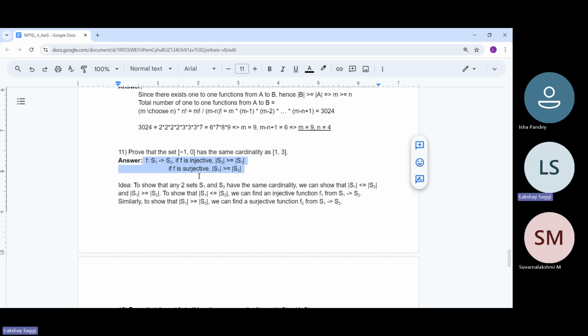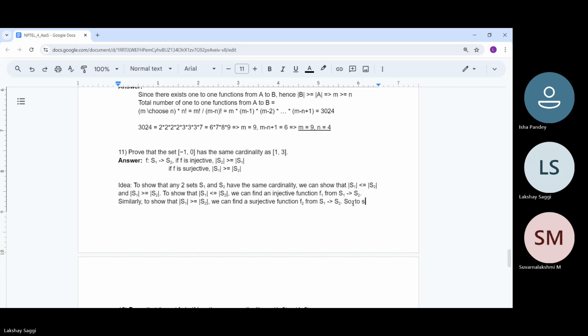Now suppose we need to show that two sets have the same cardinality, then we just need to show that the cardinality of the first is less than or equal to the cardinality of the second, and the cardinality of the first is greater than or equal to the cardinality of the second. To show that the first is less than or equal to the second, we just need to find an injective function from first to second. If there exists an injective function, then using this observation, we can claim that the cardinality of S2 is greater than or equal to the cardinality of S1. Similarly, if we can find a surjective function from S1 to S2, then we can say that the cardinality of S1 is greater than or equal to the cardinality of S2.